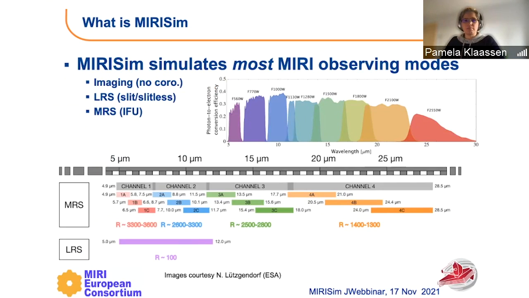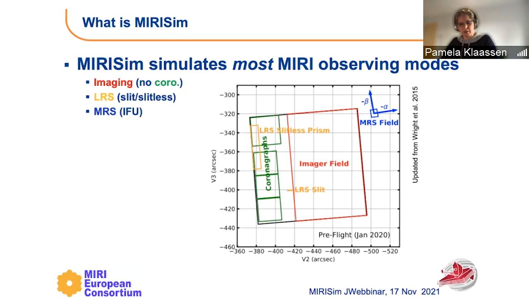MIRISim simulates most of the MIRI observing modes, so it does imaging, and you can see the imaging filters towards the top right of the screen here. It does the low-resolution spectrometer, which you can see at the bottom left, and the medium-resolution spectrometer, the IFU on MIRI, which you can see in the middle of the screen. What it doesn't do is coronography, but all of the other modes are captured in MIRISim.